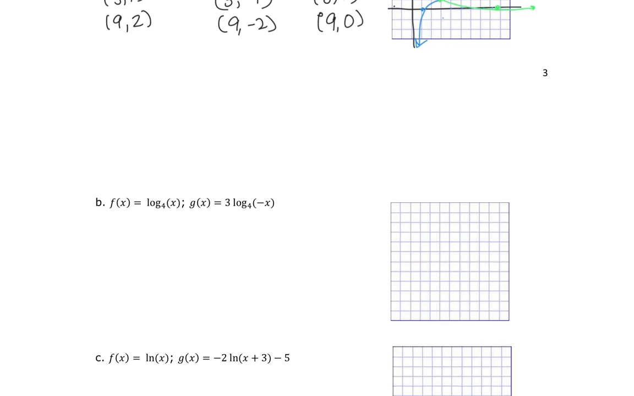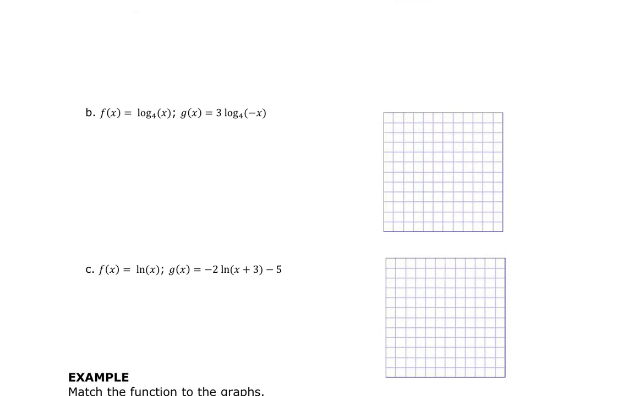And I like to do it point by point. It just makes it easier to do. Okay, so this would go through the point (1, 0). It would go through the point (4, 1). It would go through the point (16, 2), and my vertical asymptote is going to be at 0. So let's put all that information in. Ooh, yeah, you know what? I kind of want to put this more in the middle. Okay.